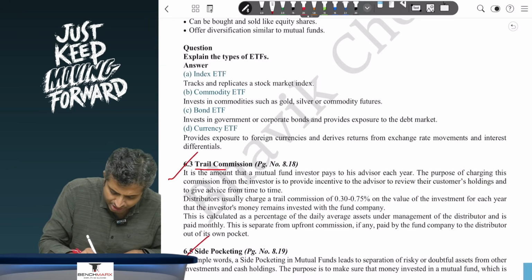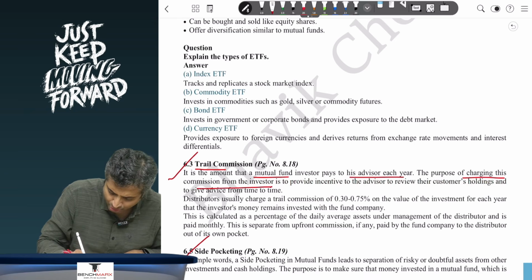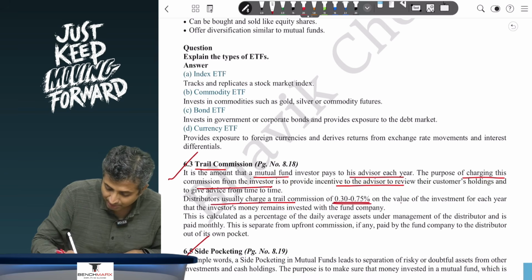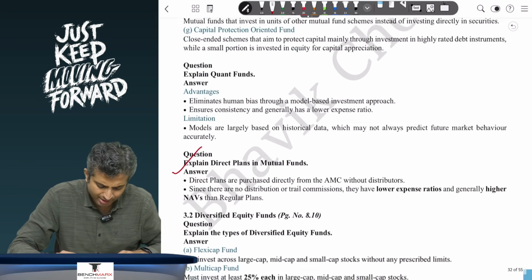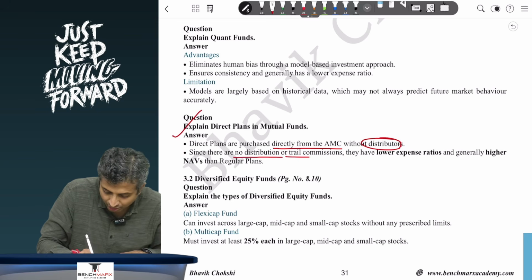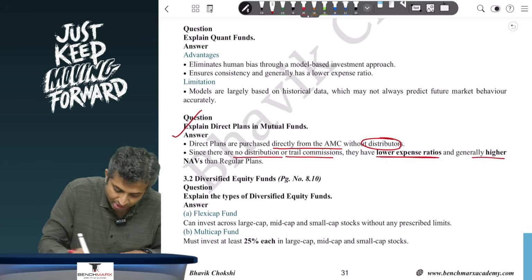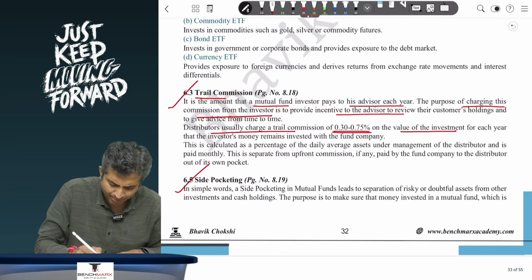Like trail commission is the amount that a mutual fund pays to his advisor each year. The purpose of charging this commission from the investor is to provide an incentive to the advisor to review. Distributors usually charge a trail commission of around 0.3 to 0.75% of the value of the investment, for example. This is trail commission. Then you had this concept of direct plans, which are purchased directly from the AMC without distributors. Since there are no distributors or trail commissions, they have a lower expense ratio and generally higher NAVs, as we saw. And let us say we have this side pocketing concept.